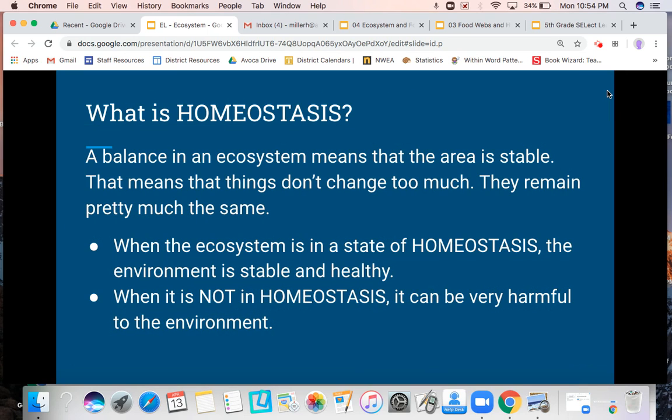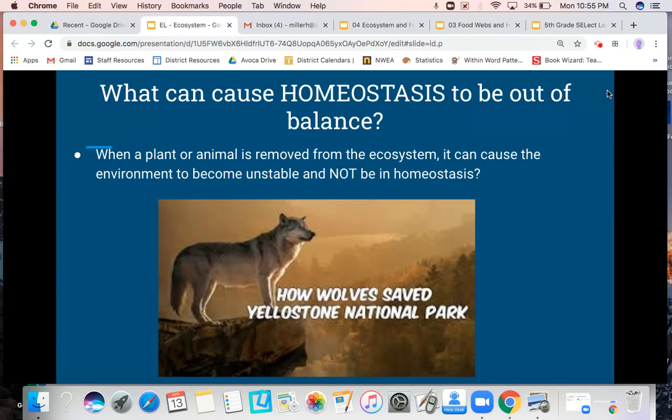Another important word that we need to know is homeostasis. What is it? Well, it's when a balance occurs in an ecosystem, and that means the area is very stable. We like things to be in homeostasis, and things stay healthy and stable. And when things are not in homeostasis, it can be very harmful to the environment.